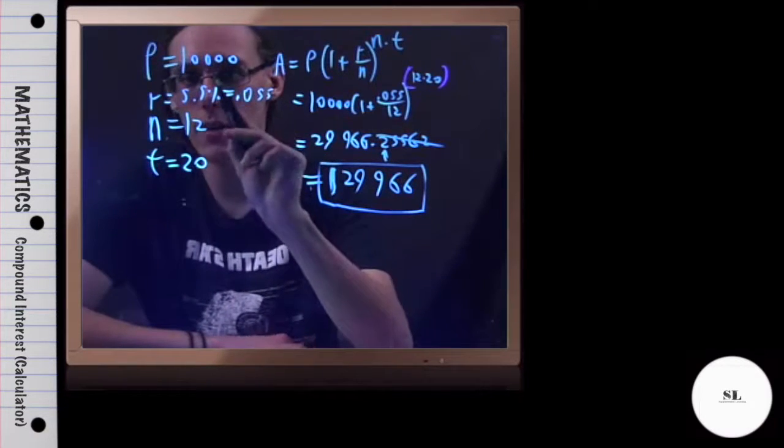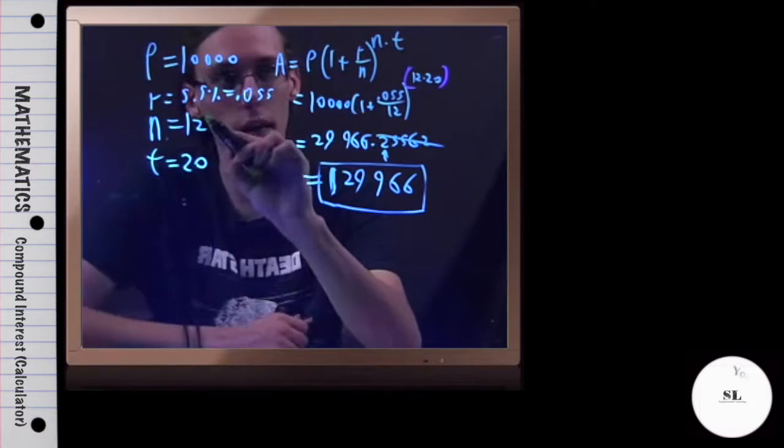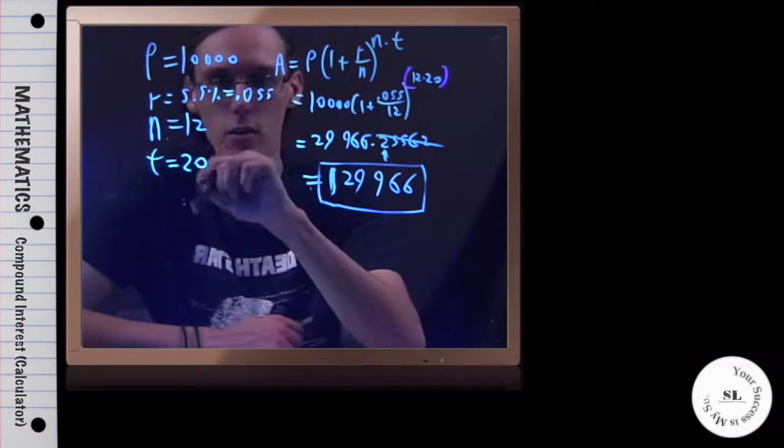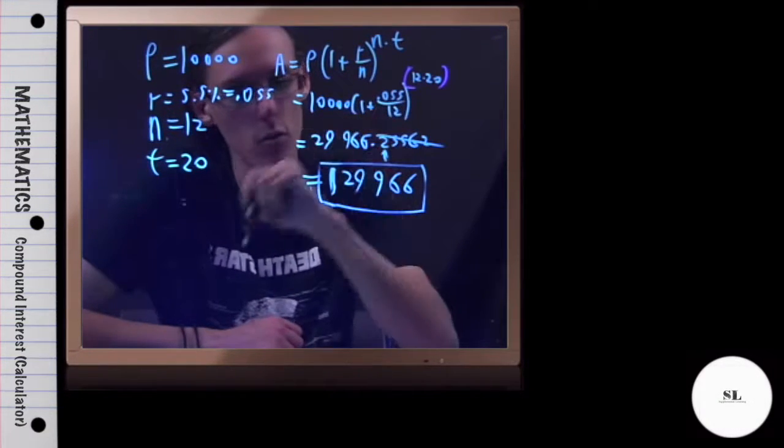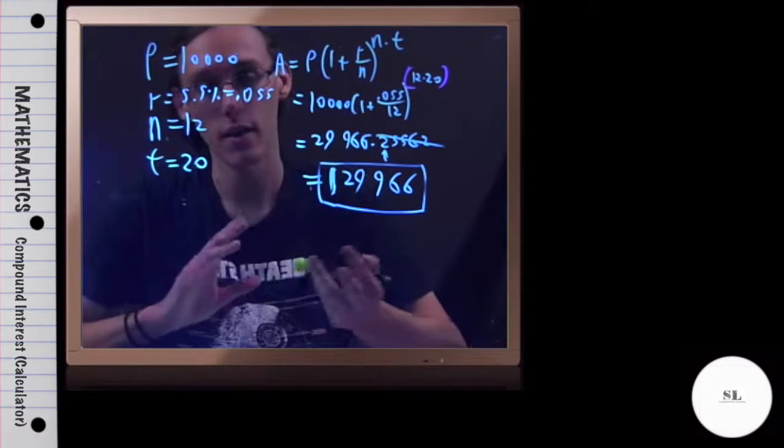So there you go. If you invest $10,000 at 5.5% interest rate, compounded monthly for 20 years, after that amount of time, you should have $29,966. And that is this example.